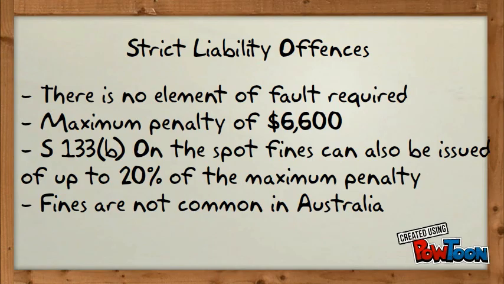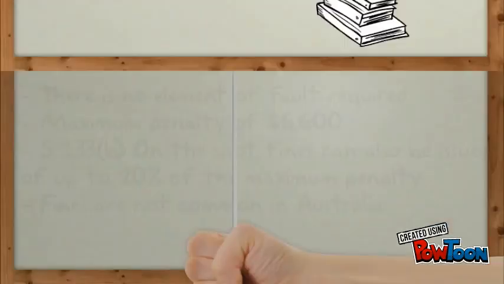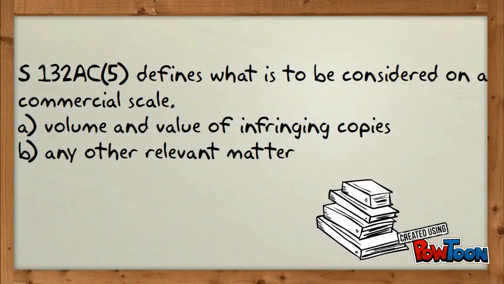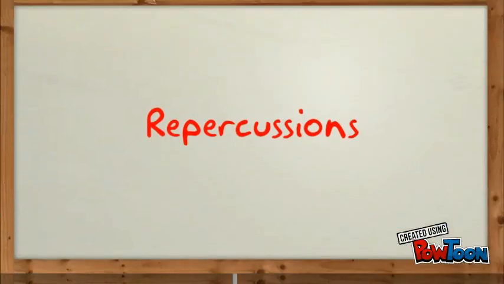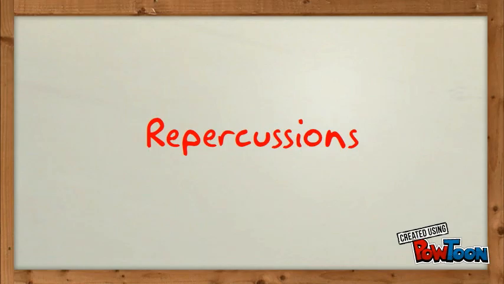Section 133B introduced an on-the-spot fine scheme to impose penalties of up to 20% of the maximum fine. However, fines are not common in Australia and prosecutions are relatively low. There has been some uncertainty about the definition of a commercial scale. There are a number of repercussions a judge can order if a matter reaches court.